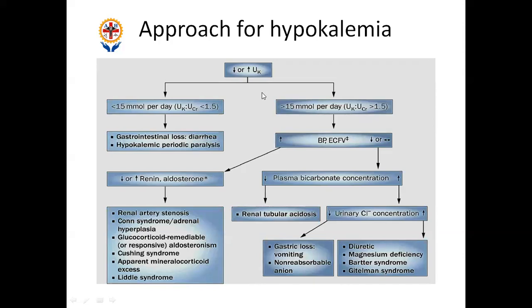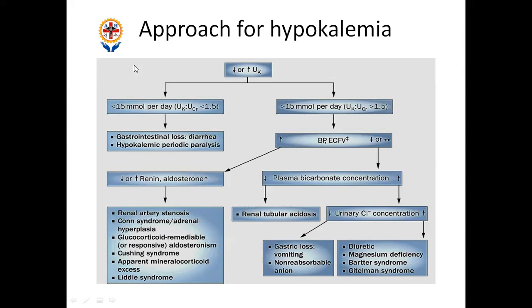So this is the approach for hypokalemia. You need to have urine potassium, and ideally you need urine creatinine as well. If urine potassium loss is less than 15 millimoles, then the loss is not due to the kidney, it is mainly extrarenal. But if you have urine potassium more than 15, that means the losses are from the kidney.